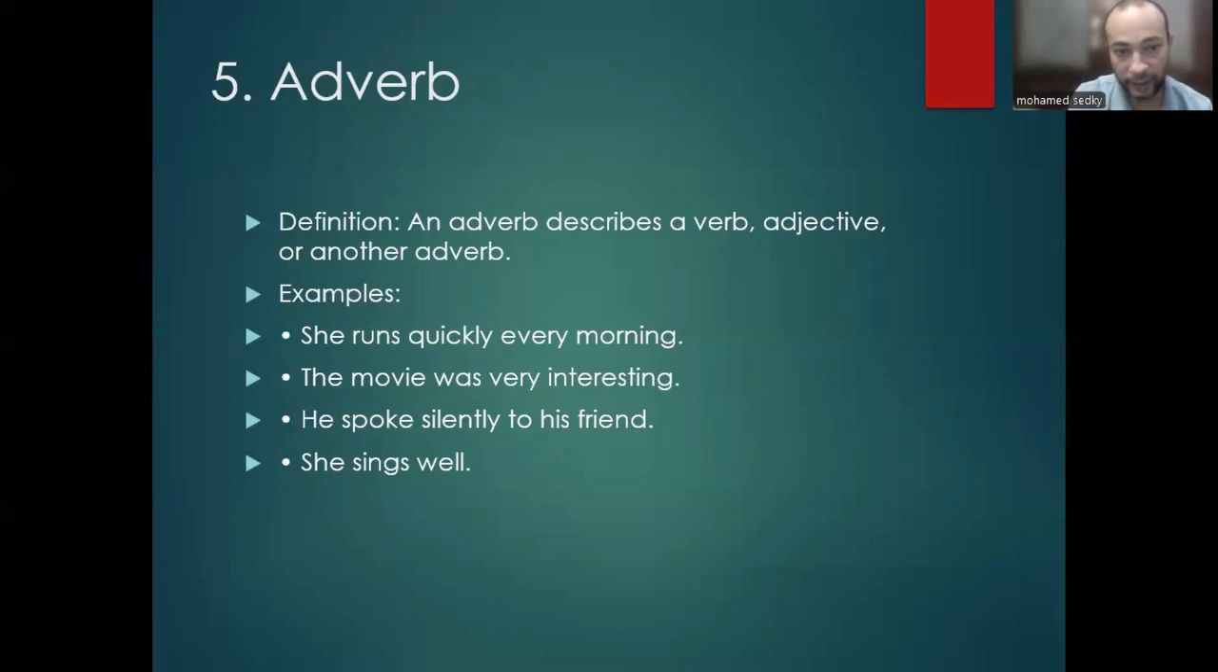Now, if we look at the adverb that we're having here, which is quickly, yes, it describes how she was running every morning. The movie was very interesting. So the word very here is modifying or describing how the movie was, which is interesting. He spoke silently to his friend, so the word silently modifies or describes how he was speaking to his friend.